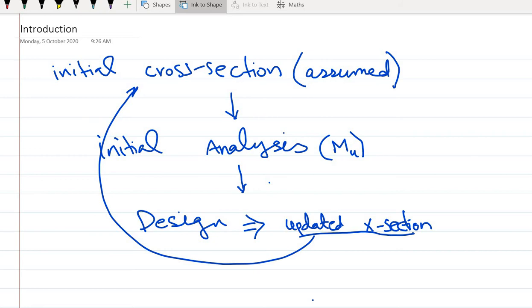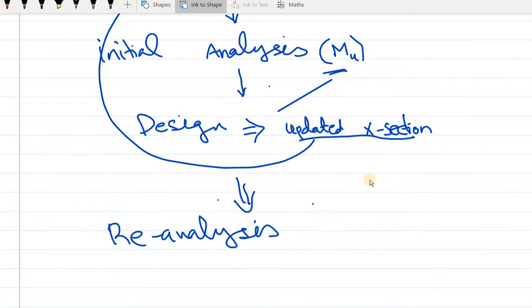So based on this, you will incorporate this updated cross-section, and once you update the cross-section, the self-weight of the beam will be updated, and that means the MU will be updated. So this MU, which dictated this design, is now a different value, and based on this reanalysis, you will redesign. Usually 1 or 2 cycles are enough to converge this process. So this is how this analysis and design cycle will interact with each other.